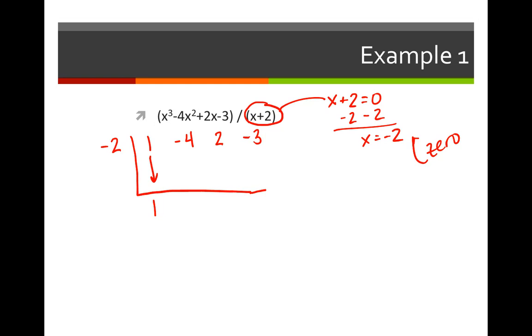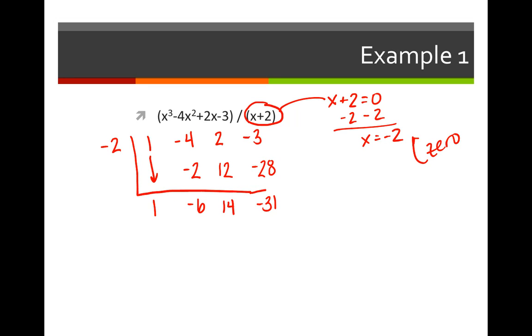So I'm going to take negative 2 times 1. That gives me negative 2, which goes right above the line. Then I add this vertical column. Negative 4 plus negative 2 is negative 6. Then I repeat. I multiply negative 2 times negative 6, which is positive 12. I add 2 plus 12, which is 14. I multiply negative 2 times 14, which is negative 28. And then I add one last time. Negative 3 plus negative 28 is negative 31.